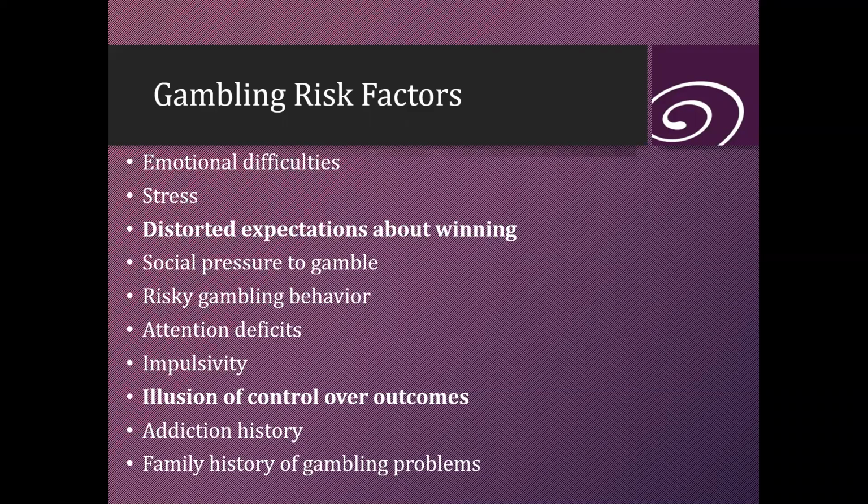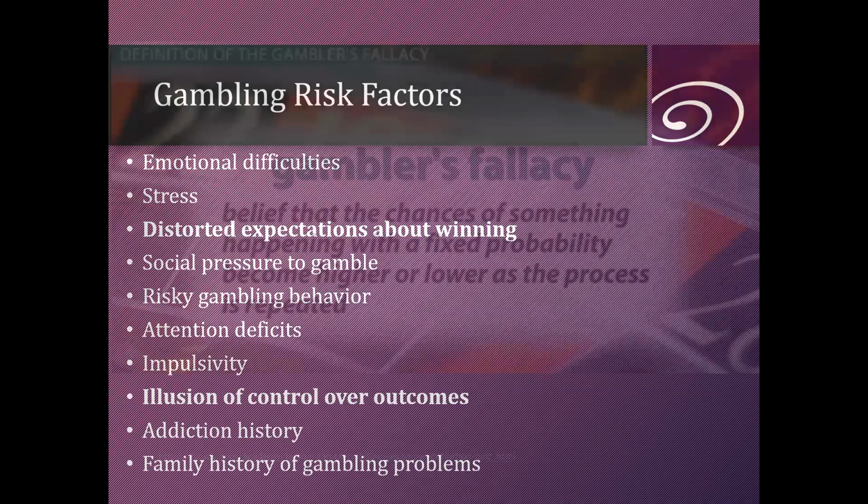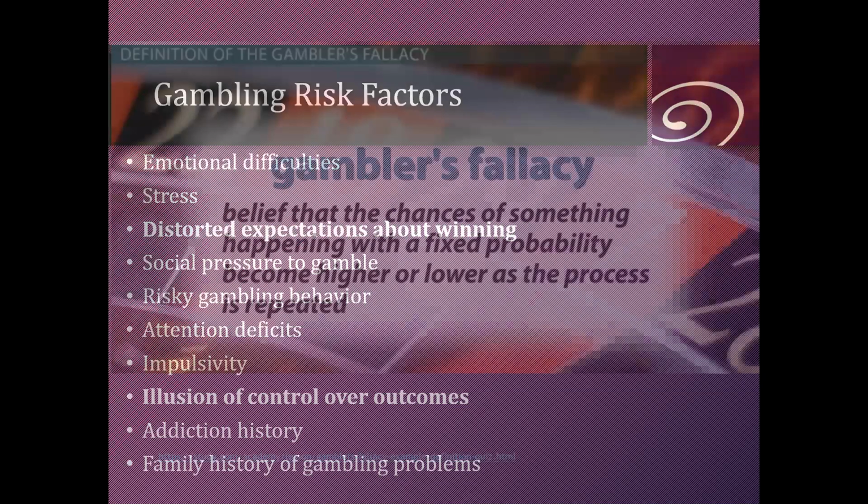What do you mean I can't win? Of course I'm going to win. Oh, I don't win all the time, but I'm going to win eventually. Illusion of control over outcomes. Really, really difficult thinking to break. And it's called the gambler's fallacy, right?